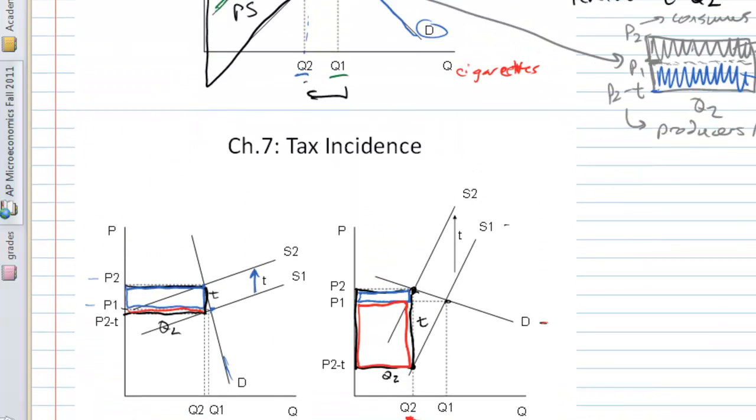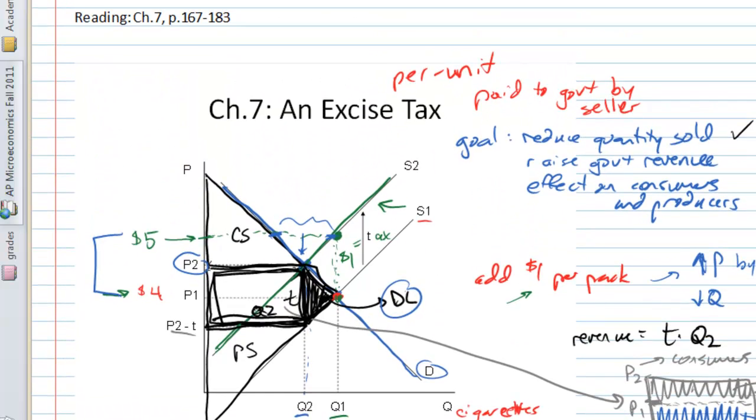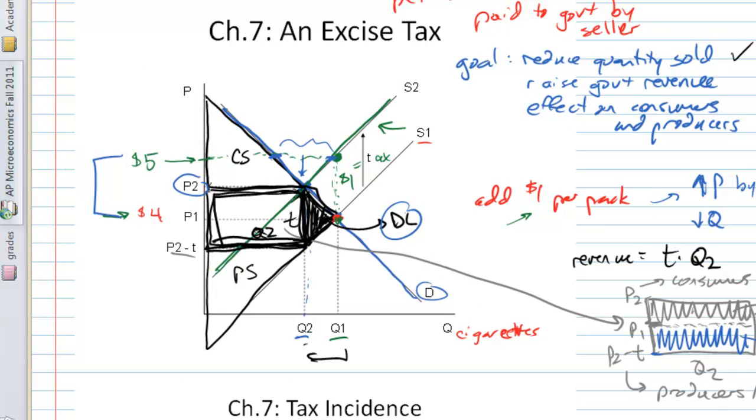Okay, there's demonstrations of all our analysis we're going to do with excise taxes. I will see you in class.